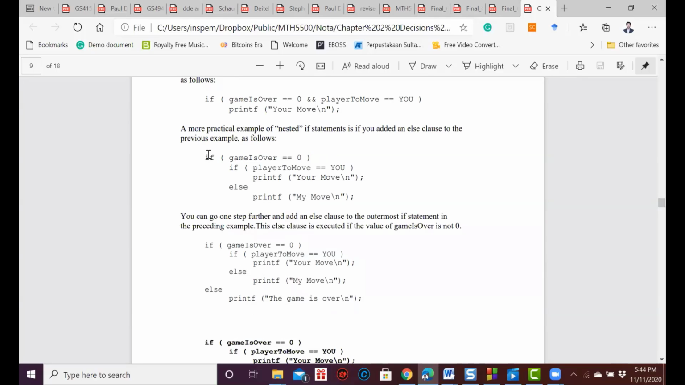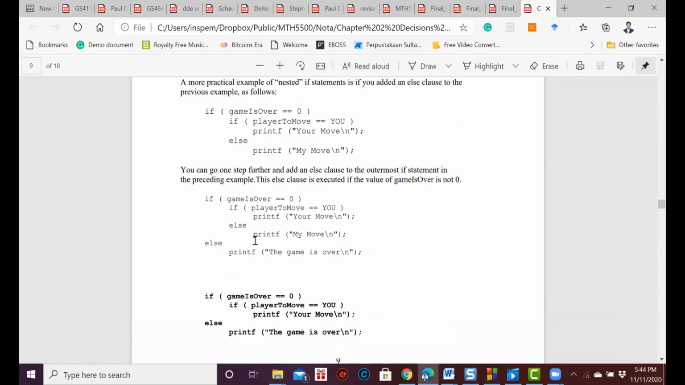Now they have a different situation here. Look here and look at the bottom. If game over is 0, if play to move is u, then print your move, else print my move. Else print the game is over.